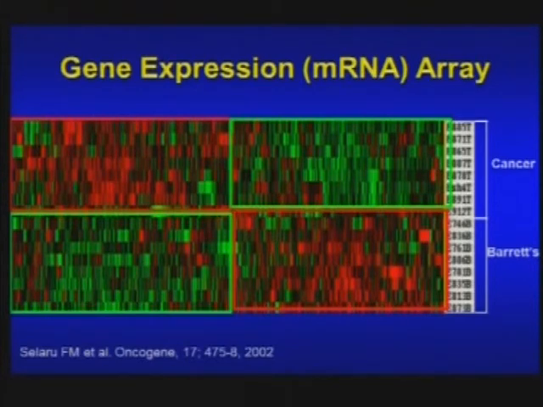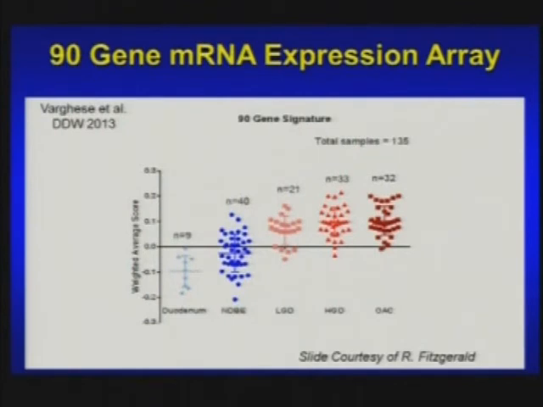In a lecture presented this year at DDW, Rebecca Fitzgerald's group presented these data using a microRNA gene expression. Here she just assayed 90 genes. So you can see that this technology is now allowing you to considerably narrow down the types of genes that you can assay for and still separate non-dysplastic from dysplastic Barrett's esophagus.